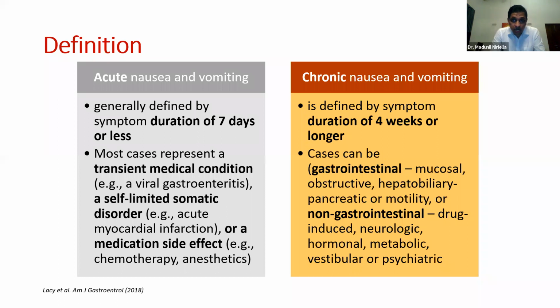The topic today, chronic nausea and vomiting, is defined by symptom duration lasting 4 weeks or more. So it's 1 month or more. The causes can be either gastrointestinal, such as mucosal disease, obstructive, hepatobiliary pancreatic, or motility disorders, or non-gastrointestinal, such as drug-induced, neurologic, vestibular, hormonal endocrine, or metabolic, or psychiatric diseases.